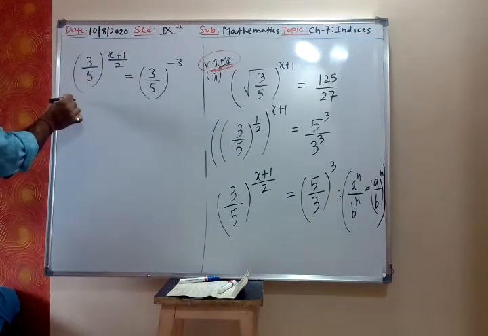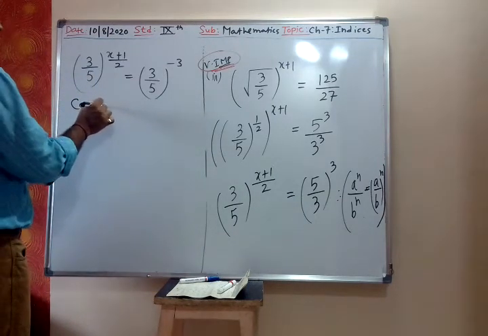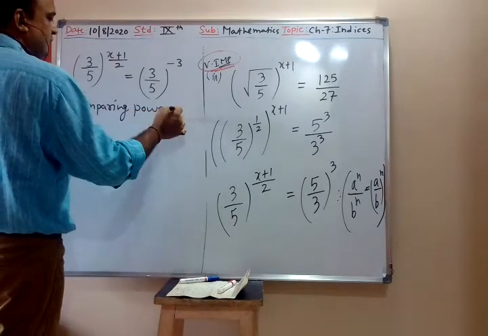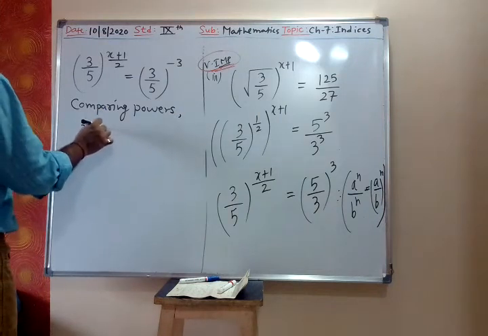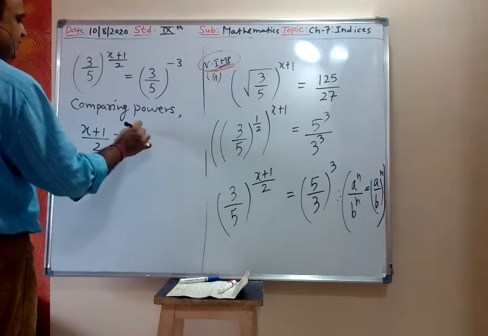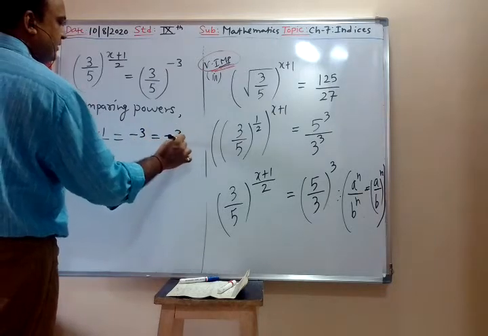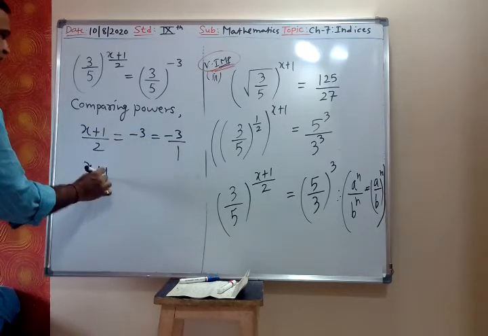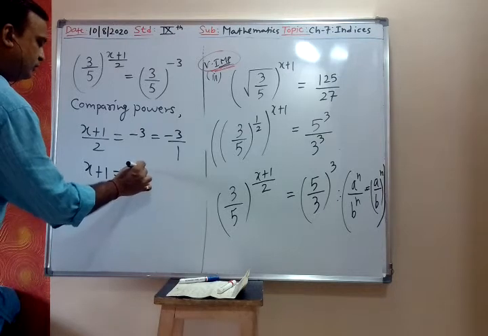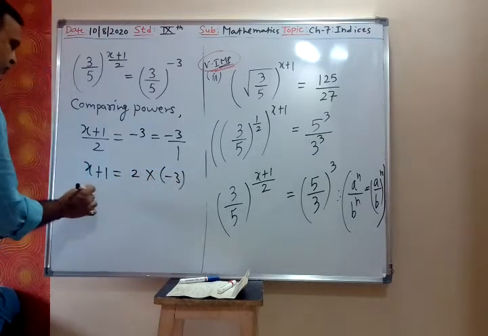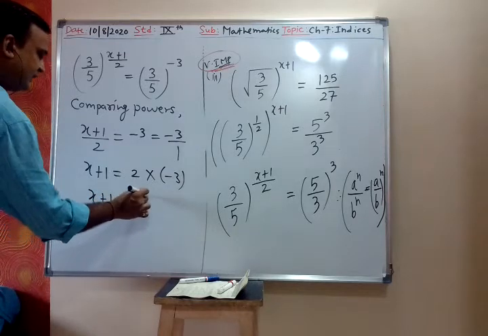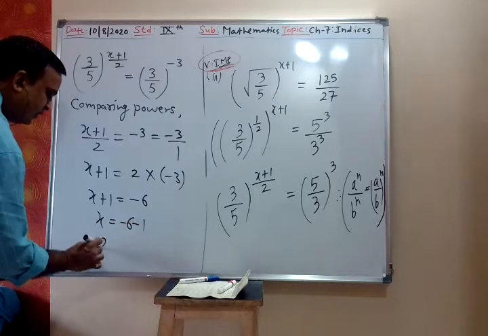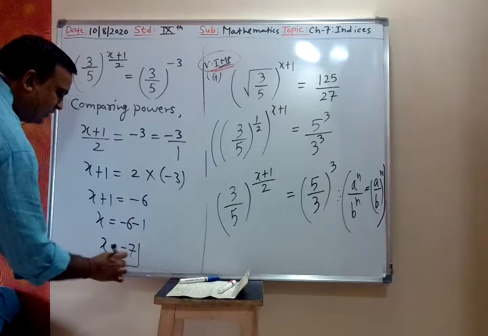Now I can compare the powers. So you will get x plus 1 by 2 is equal to minus 3. Minus 3 I can write as minus 3 upon 1. So now I will cross multiply. So x plus 1 into 1 is equal to 2 into minus 3. So x plus 1 is equal to minus 6. So x is equal to minus 6 minus 1. x is equal to minus 7. What answer did you get?